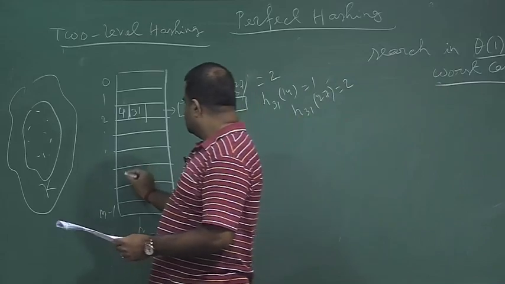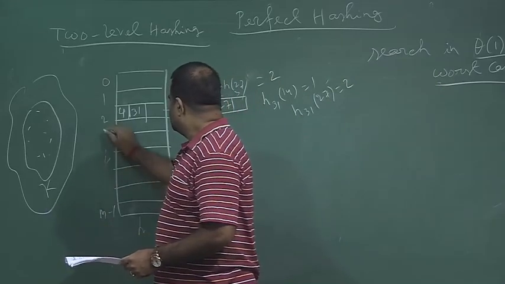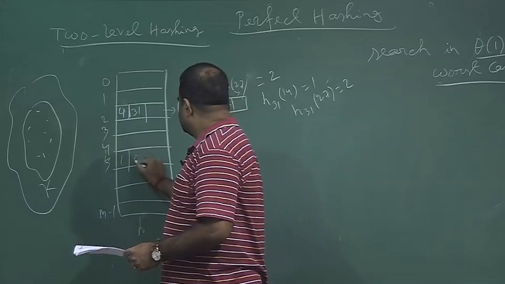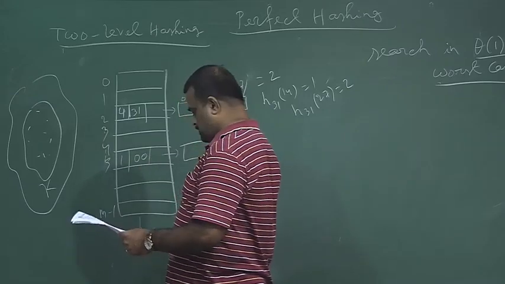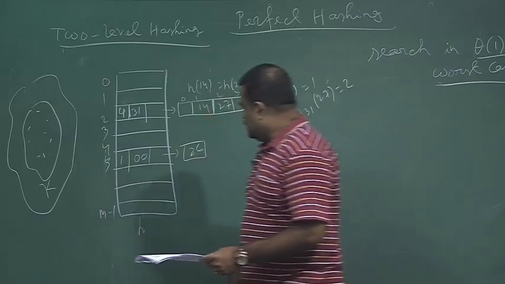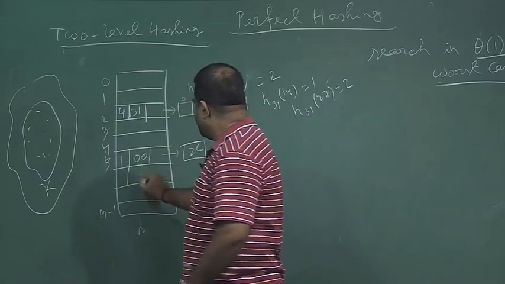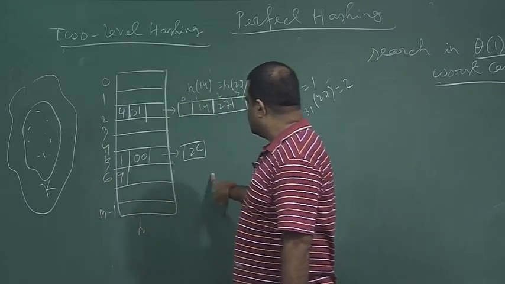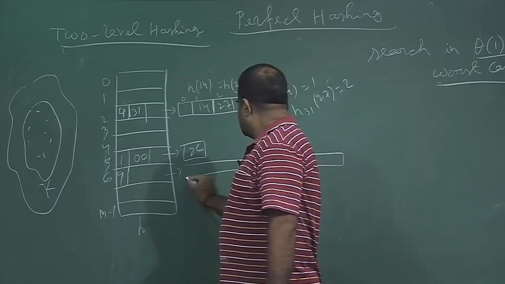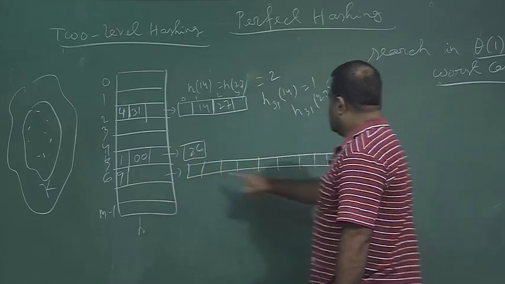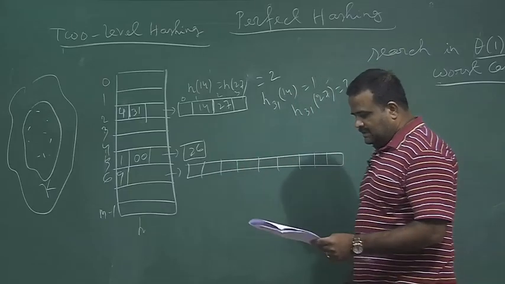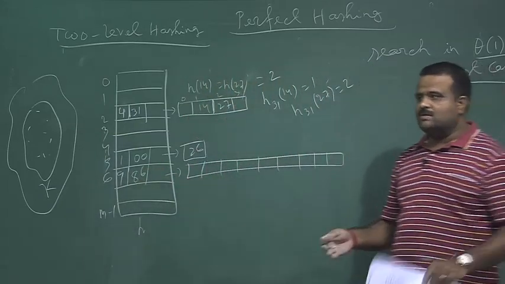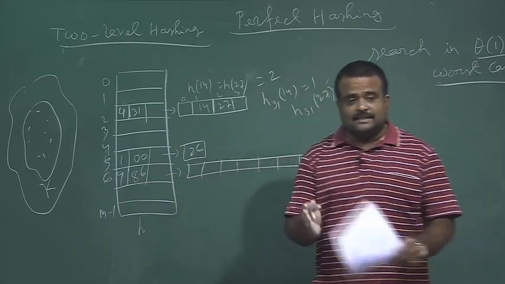Now, suppose for this slot we have only one element, so there is nothing in the next level. And suppose for another slot we have 3 keys colliding here at 6. That means we should have 9 slots in the second-level hash table, 1, 2, 3, up to 9, and we need a random a for the universal hashing, which will determine the next-level hash function.